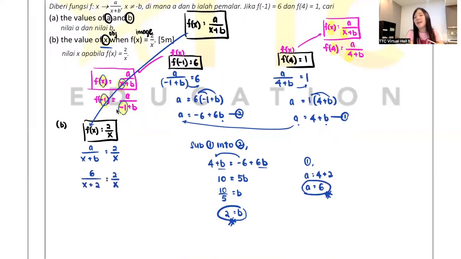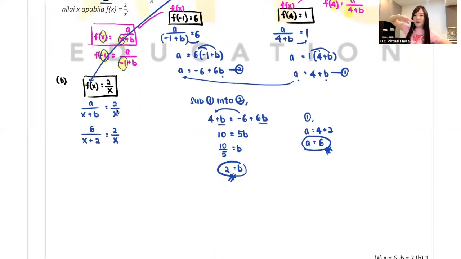So you see, once I sub the A and B inside, I think it's quite doable now because the whole equation only has unknown X, right? Just need to move around to get the answer. So what should I do, my dear? Left side is a fraction, right side is a fraction.